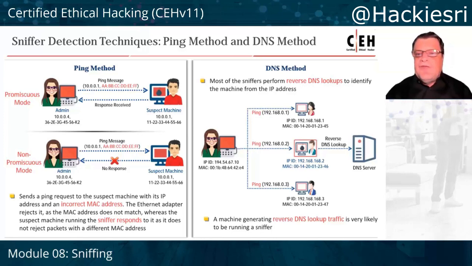On the other hand, we have the DNS method, in which case most of the sniffers perform reverse DNS lookup to identify the machine from the IP address. A machine generating reverse DNS lookup traffic is very likely to be running a sniffer. So in this case, essentially we're just trying to detect DNS lookup functions.